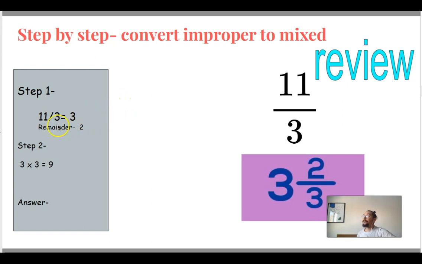So what happened? We put 3 as a whole number, like we did here. So 3 is a whole number, and 3 is the number that never changes, just like this. And then what is the remainder? 2. So as you can see, an improper fraction can be converted into a mixed fraction. A mixed fraction can also be converted into an improper fraction.